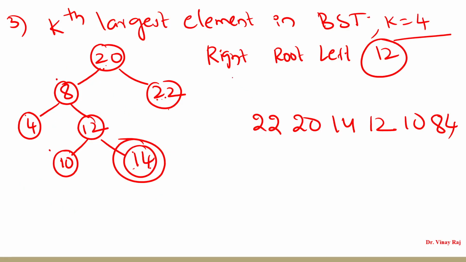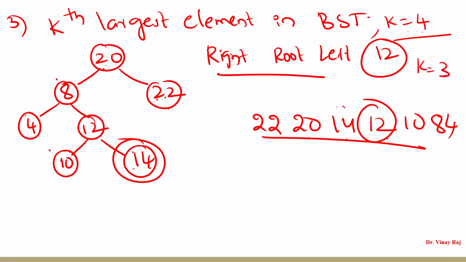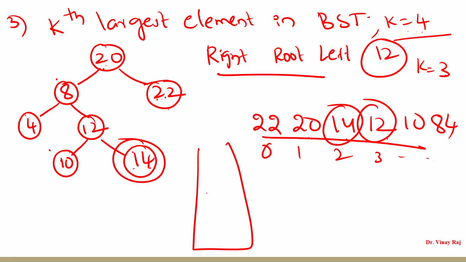Once you follow this pattern of traversal, 22, 20, 14, and so on, you can store them somewhere. You keep traversing and store them in some array or some stack, wherever you want. If they ask for the third largest element, that is k equal to 3, 14 is the third largest element. While traversing, take each element and store it into the array, from index 0, 1, 2, 3 and so on. Since for an array we do not know how much size to declare, you may take a stack also, no problem.